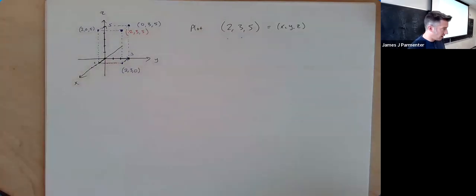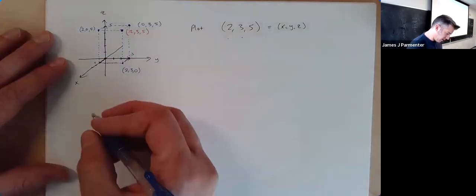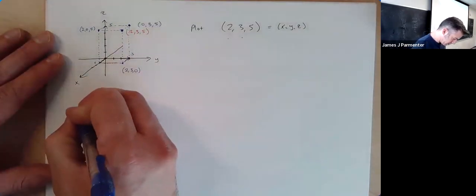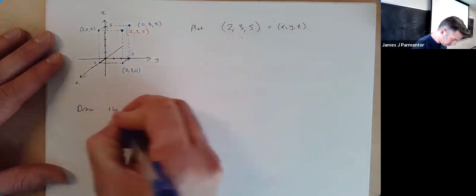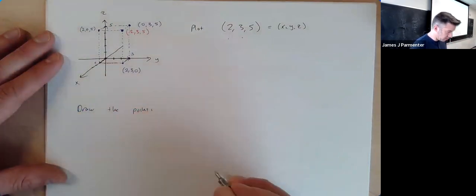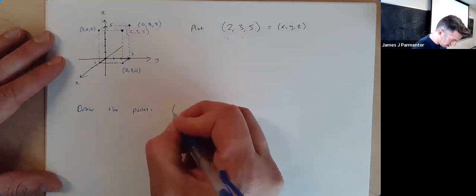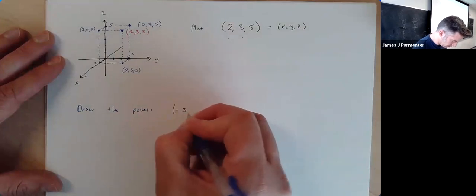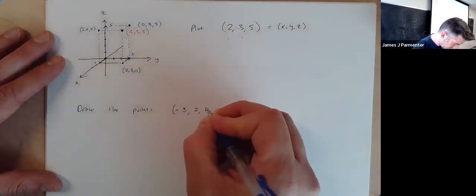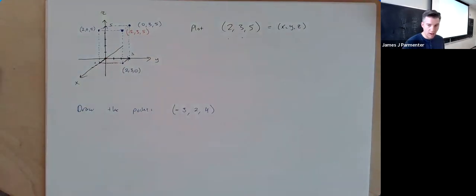Why don't you all try on your own for a second? Try drawing the point. Let's go negative in the x direction. Let's say we're going to go -3, 2, 4. Try drawing that point on your own. I'll give you a moment.